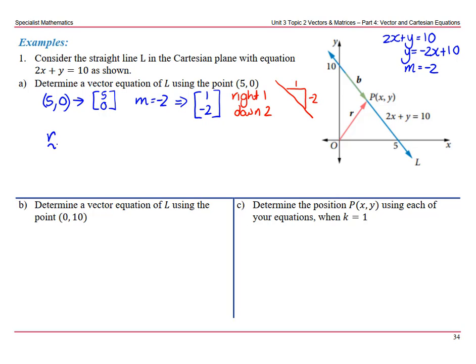So my equation of R is going to be (5, 0) plus k lots of (1, -2), which is going to be 5i + k(i - 2j).